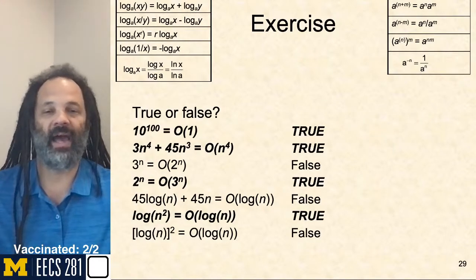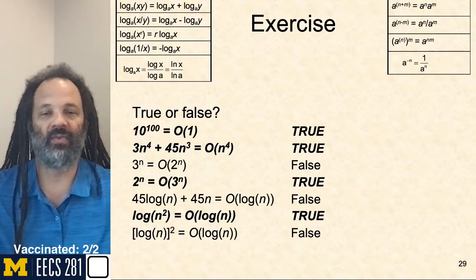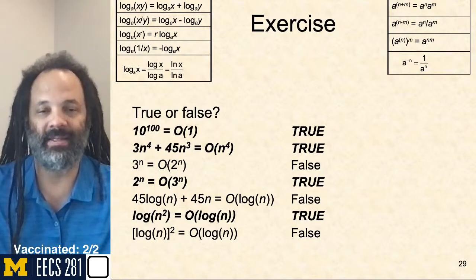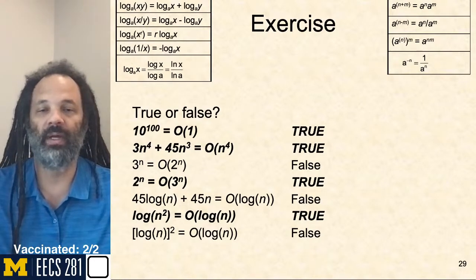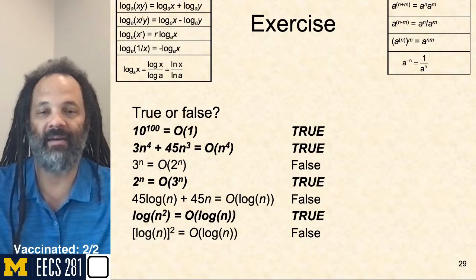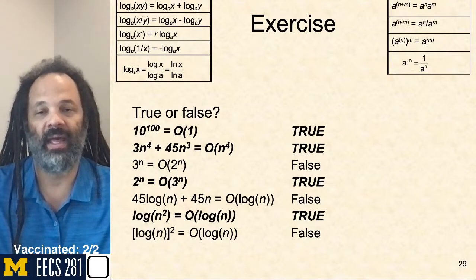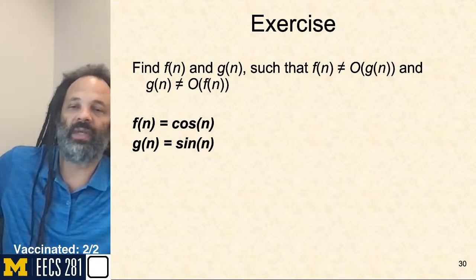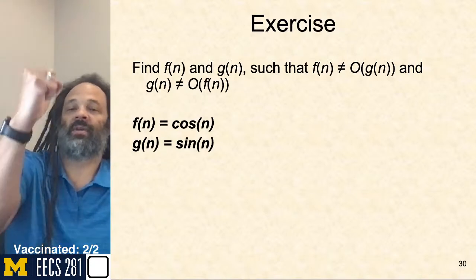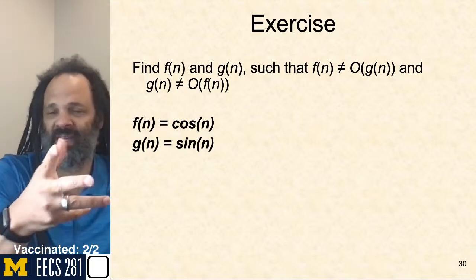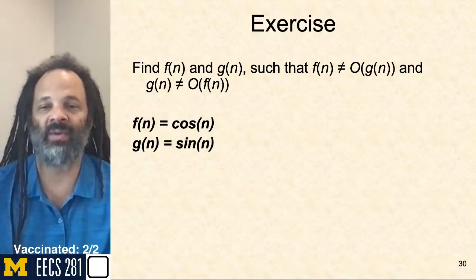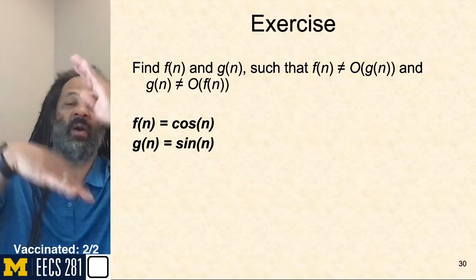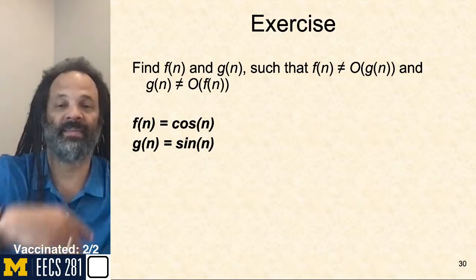So here's what I've got in terms of my answers. I've got the first one, second one, fourth, and sixth ones are all true. That leaves me 3, 5, and 7 as all false. My 2 functions hopefully were chosen as cosine and sine, or sine and cosine. Sine and cosine are constantly going up and down. Neither one bounds the other.